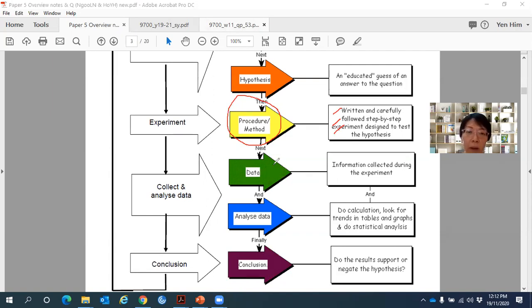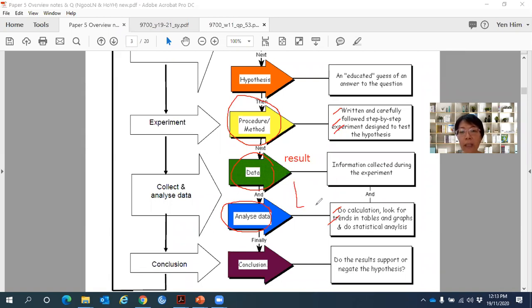Then the next step is you carry out the experiment and you obtain your data. Okay, so your data is the result of your experiment. Okay, so your results can be qualitative or quantitative. All right. Then after you get your results, you have to analyze your data. So analyzing your data means sometimes from there you have to do calculations. From there you look at trends.